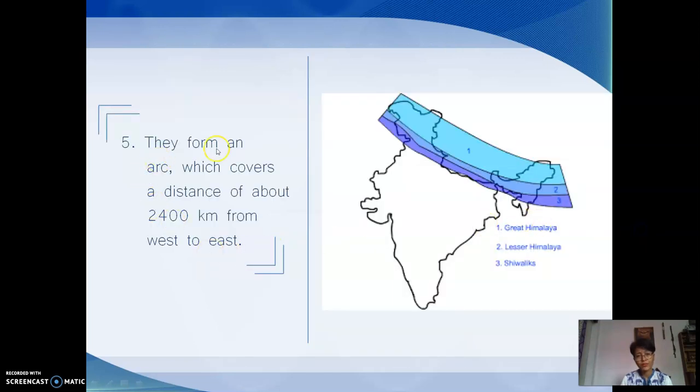Fifth point, they form an arc which covers a distance of about 2,400 km from west to east. Now, you see the arc formation. Here in this map, I am showing how it forms the arc.